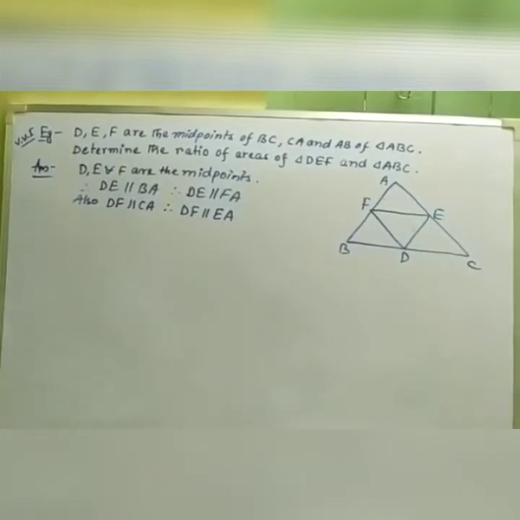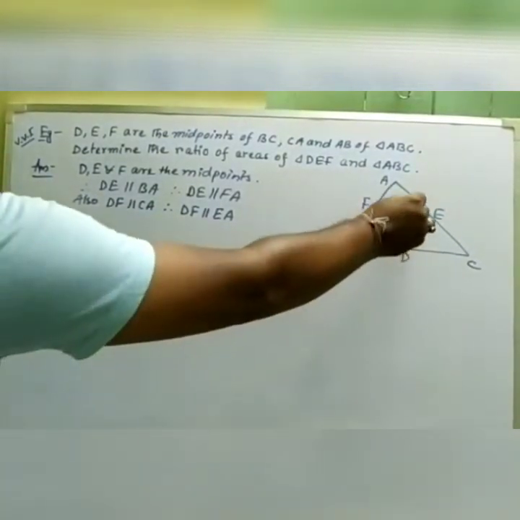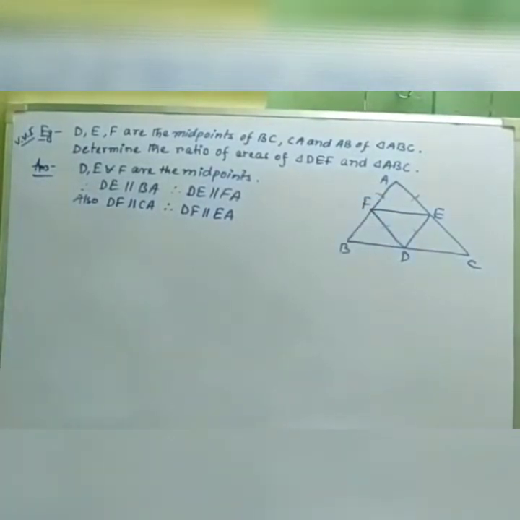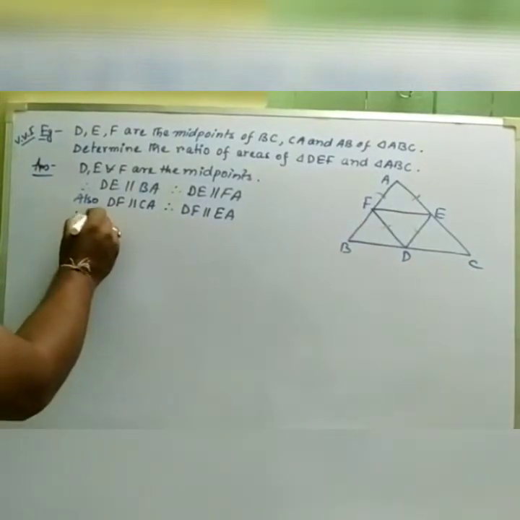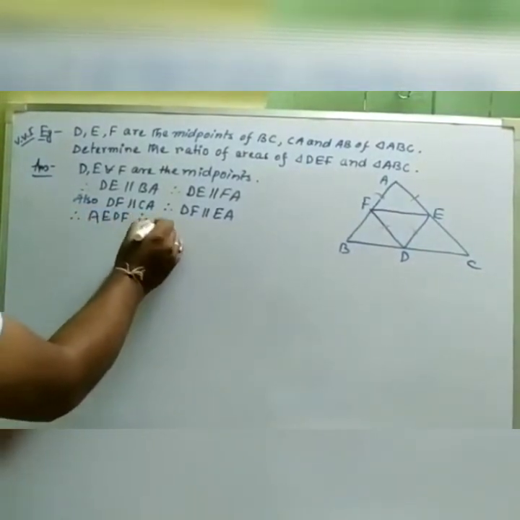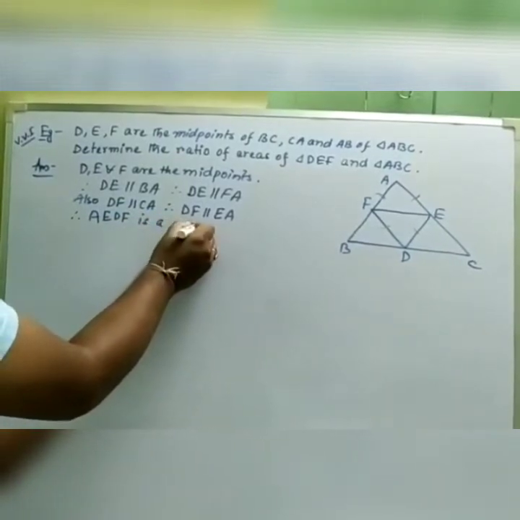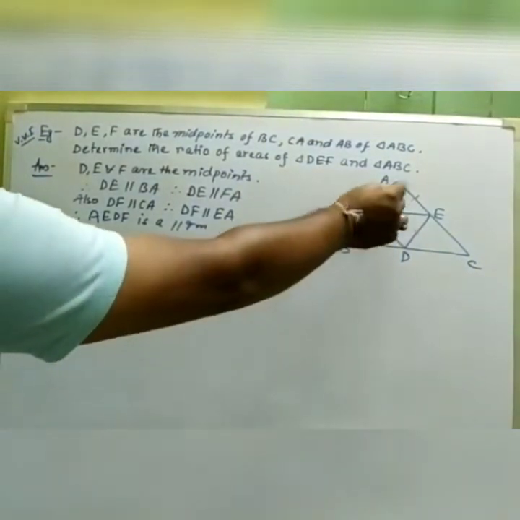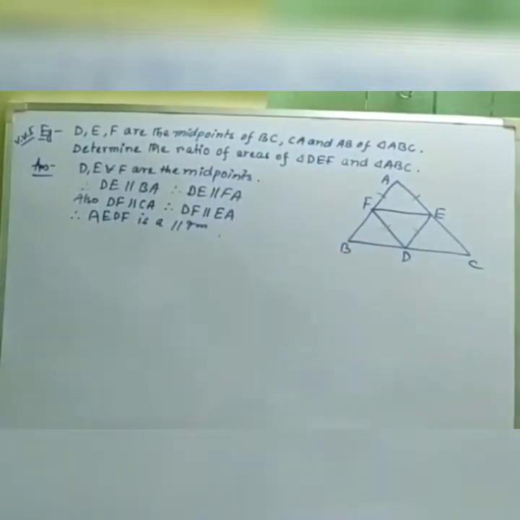So you can see that opposite sides, this and this are parallel, and this and this are parallel. So opposite sides are parallel, so it should be a parallelogram. Therefore AEDF is a parallelogram. We can write that it is a parallelogram. Okay, so by this we have a parallelogram.